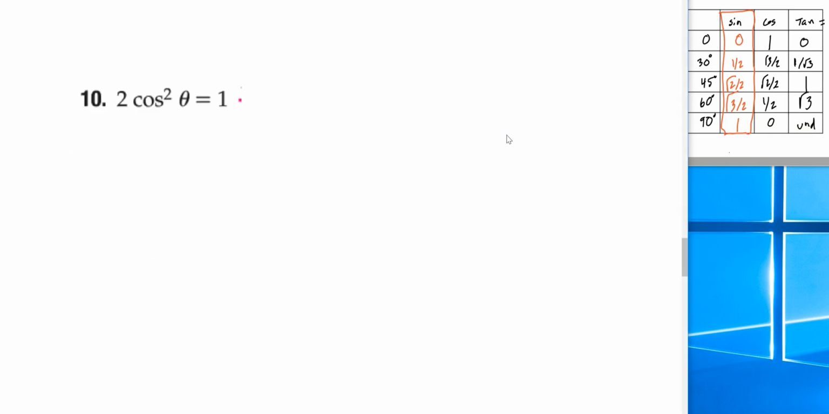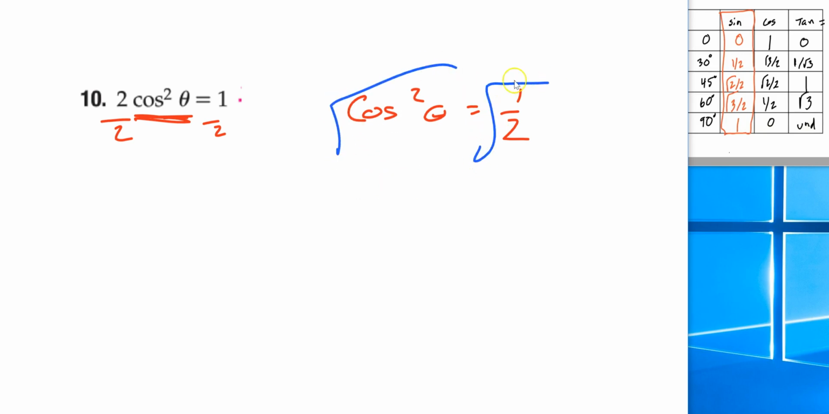Again, a couple more. 2 cosine squared theta equals 1. Again, notice there's only one trig function, so we're going to try to solve for it. Let's divide by 2 first. Cosine squared theta equals 1/2. Now you might be thinking, how do I get rid of the square? Well, we square root it. Cosine theta equals square root of 1/2. Now here's a tricky thing. Remember, you can separate it. Square root of 1 is 1, square root of rad 2 you can't. And don't forget, square root is plus and minus. So cosine can be plus or minus 1 over rad 2.